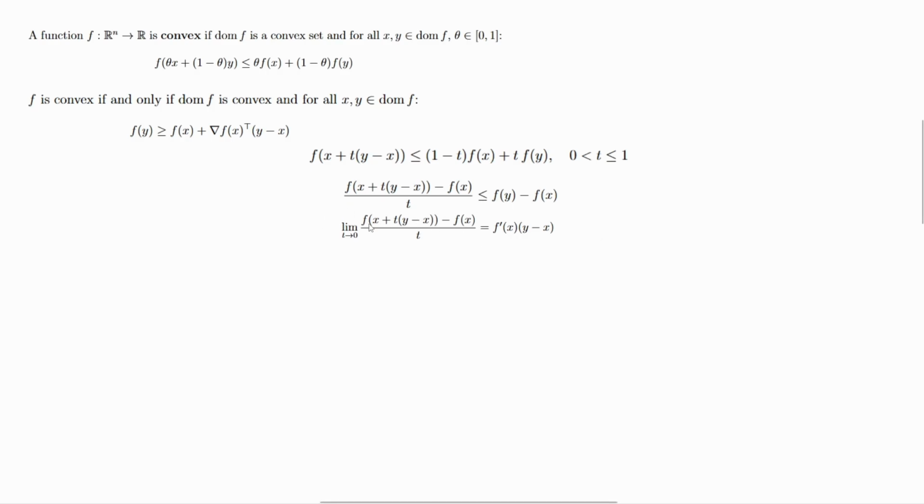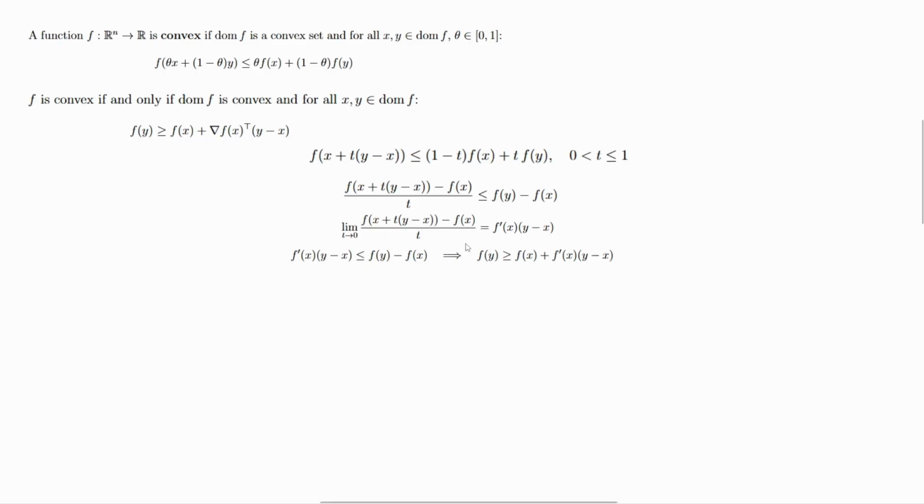So why is this true? Well, you just let h be equal to t times y minus x, and then you solve for t here, and you see that y minus x goes up to the numerator, and you have the definition of the derivative. Okay, so we've just shown that the first order condition in the forward direction is true for the one-dimensional case. But what about the n-dimensional case? How do we generalize to n dimensions?